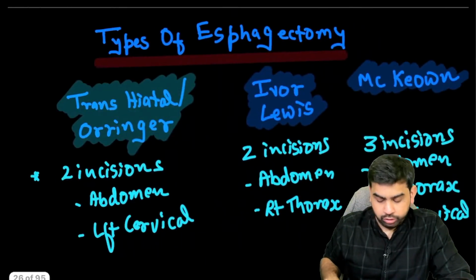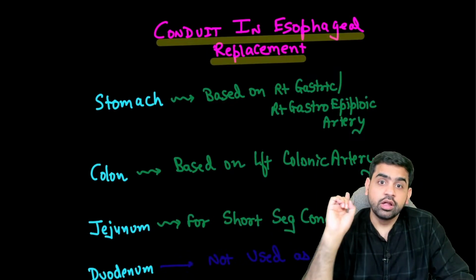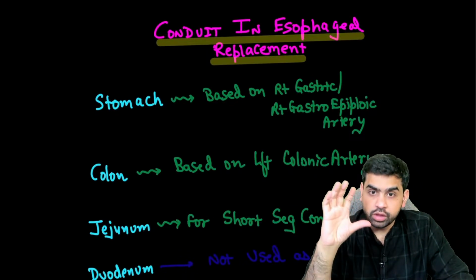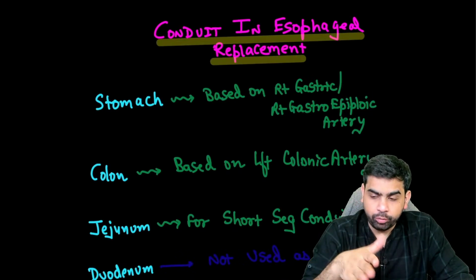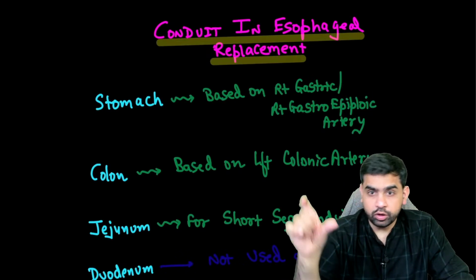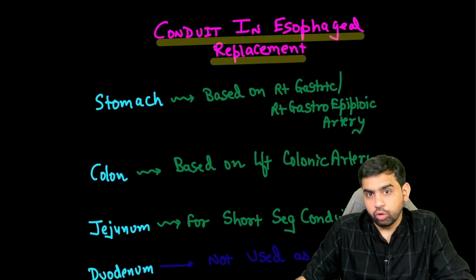Okay, so let's not go into the surgeries and everything, that's all fine. So what is the preferred conduit? Stomach is the preferred conduit. This stomach conduit is based on either the right gastric artery or the right gastroepiploic artery. If both are given in the options, what are you going to choose? You are going to choose the right gastroepiploic artery. Okay, if both are given in the options.